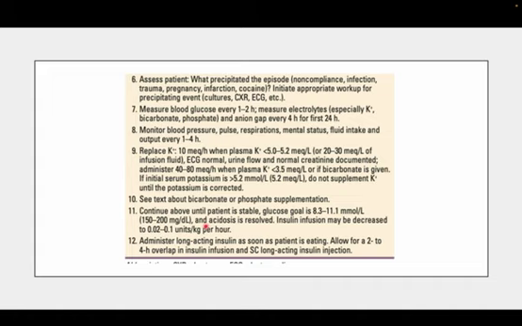This is how you overlap the insulin and then monitor the sugars. So this is how you manage a case of DKA.